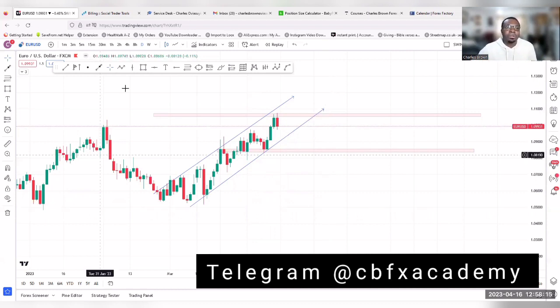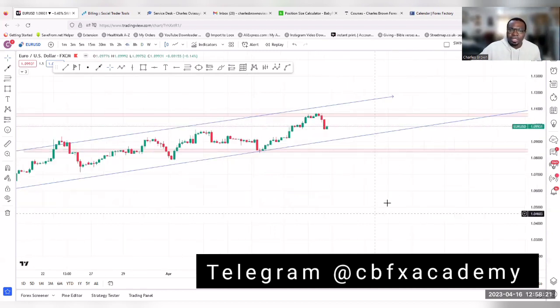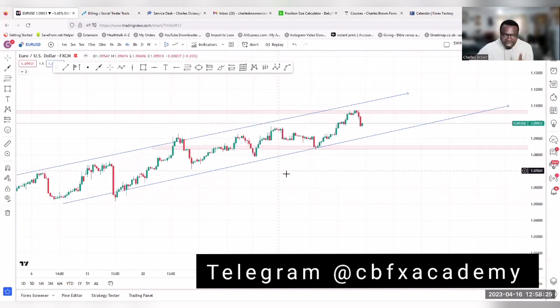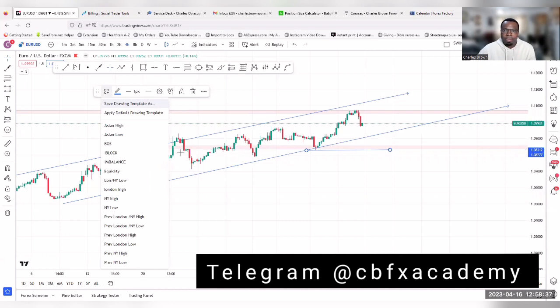Now, the next thing you want to look at is the 4-hour time frame before we make any reasonable decision. On the 4-hour time frame, we're looking at structure here. First, we can only sell. This is where the idea comes in. We can only sell when this structure is broken. We want to break up structure here to sell.